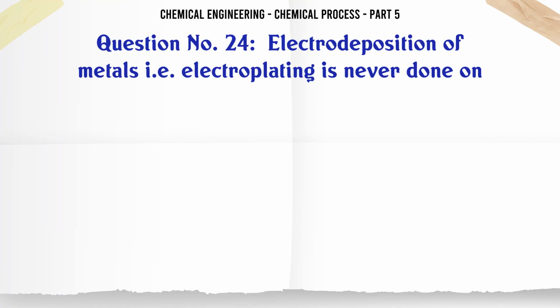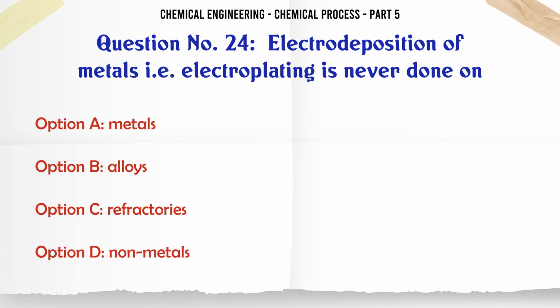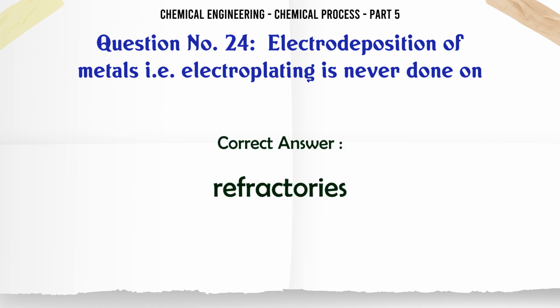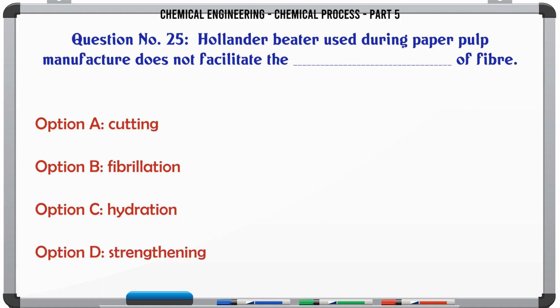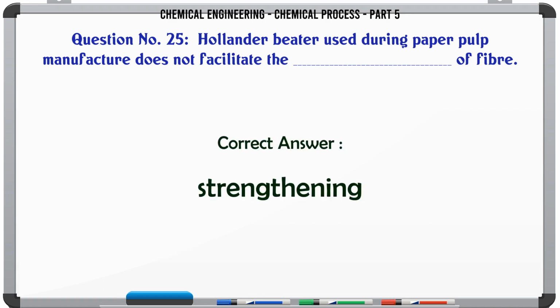Electrodeposition of metals, i.e. electroplating, is never done on A. metals. B. alloys. C. refractories. D. non-metals. The correct answer is refractories. Hollander beater used during paper pulp manufacture does not facilitate the ___ of fiber. A. cutting. B. fibrillation. C. hydration. D. strengthening. The correct answer is strengthening.